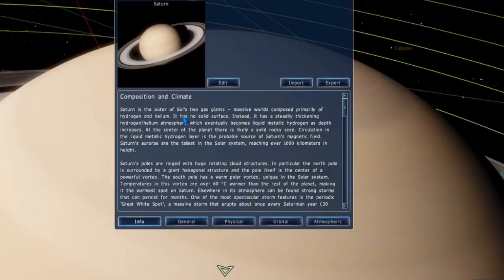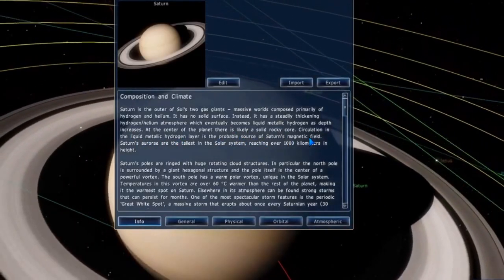Composition and climate. Saturn is the outer of Sol's two gas giants, massive worlds composed primarily of hydrogen and helium. It has no solid surface. Instead, it has a steadily thickening hydrogen-helium atmosphere, which eventually becomes liquid metallic hydrogen as depth increases. At the center of the planet, there is likely a solid rocky core. Circulation in the liquid metallic hydrogen layer is the probable source of Saturn's magnetic field. Saturn's aurorae are the tallest in the solar system, reaching over 1,000 kilometers in height.